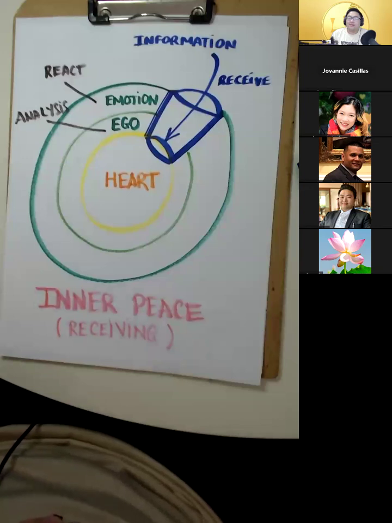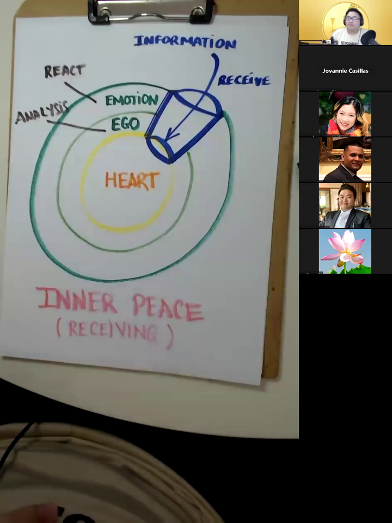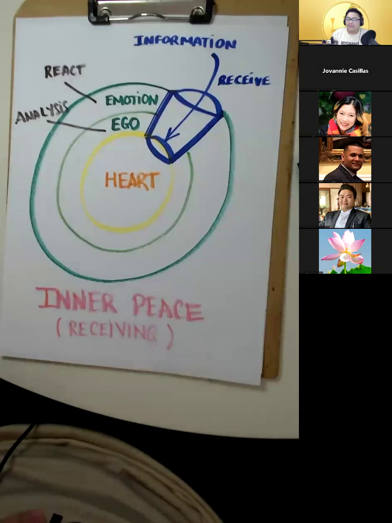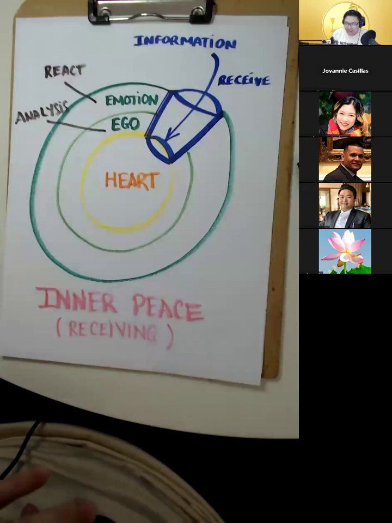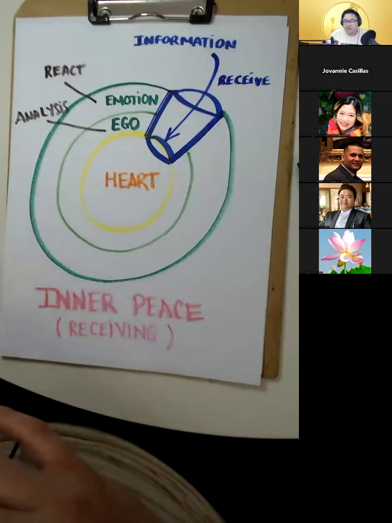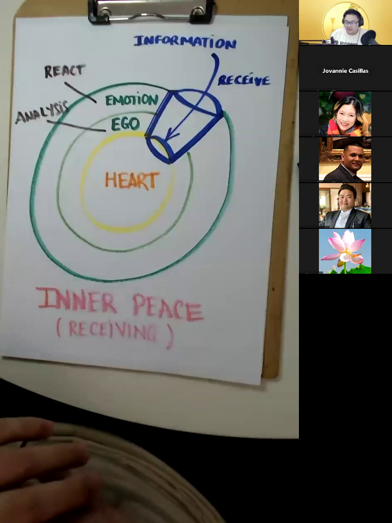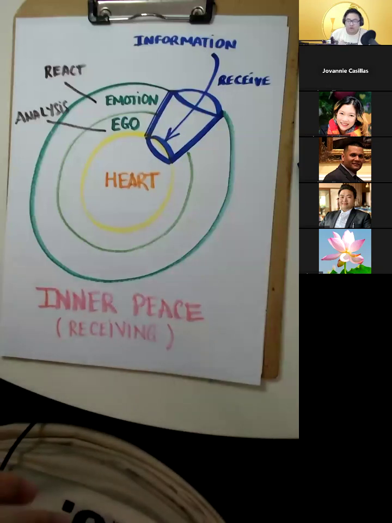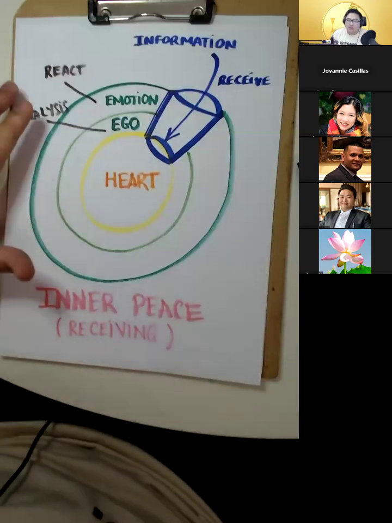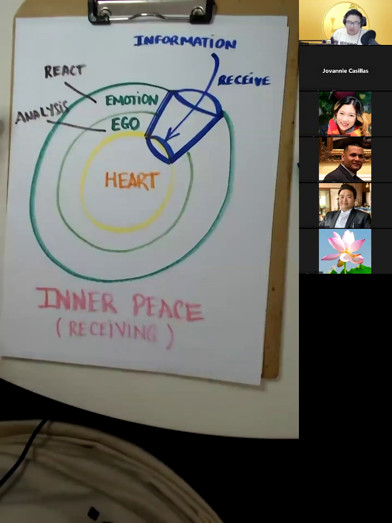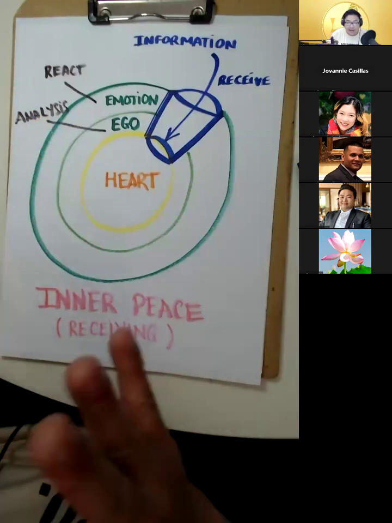And this is the reason many spiritual practitioners recommend meditation and practicing meditation so they can get to this inner peace, so they can exercise in this, so that when information comes, they don't react to it too much. If not, pretty much like not at all.